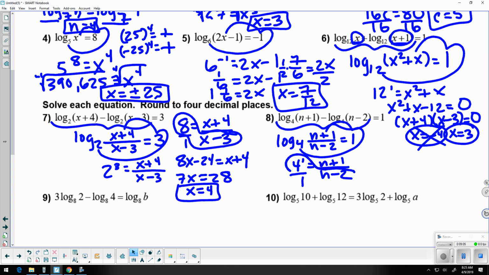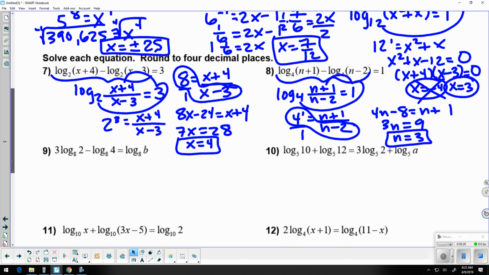So 4 times n minus 2 makes that 4n minus 8. That equals n plus 1. Solving for n, if I subtract 1n, that's 3n. If I add 8, that makes it 9. Dividing by 3, I should get 3, and that should be okay. All right, moving on to the next one.